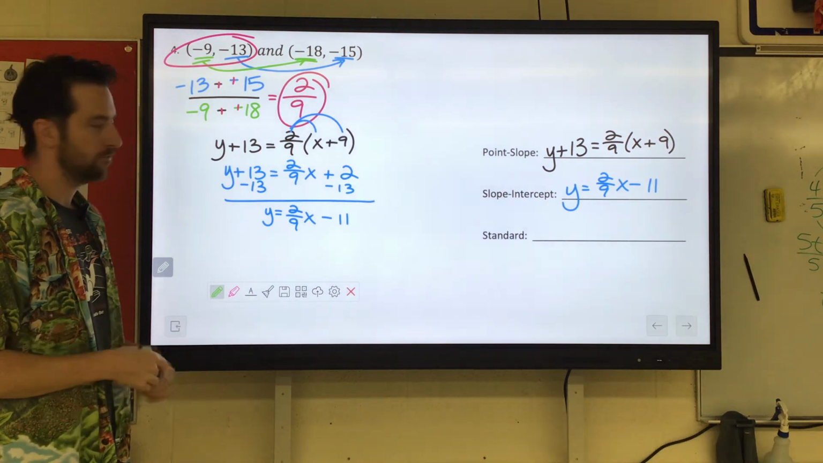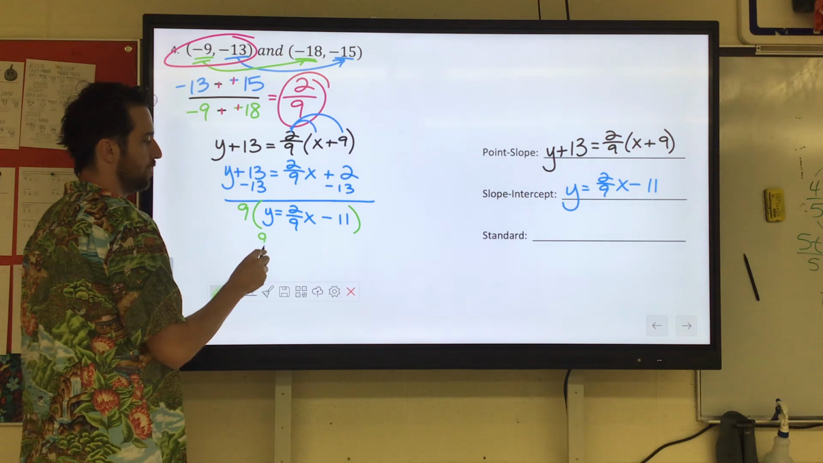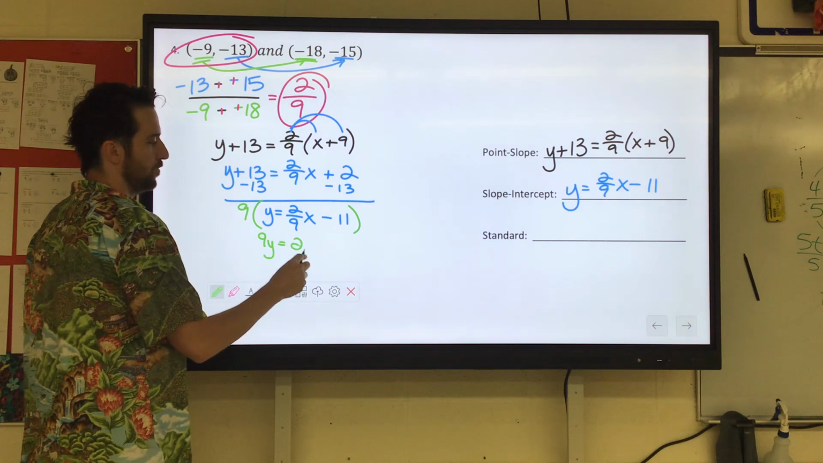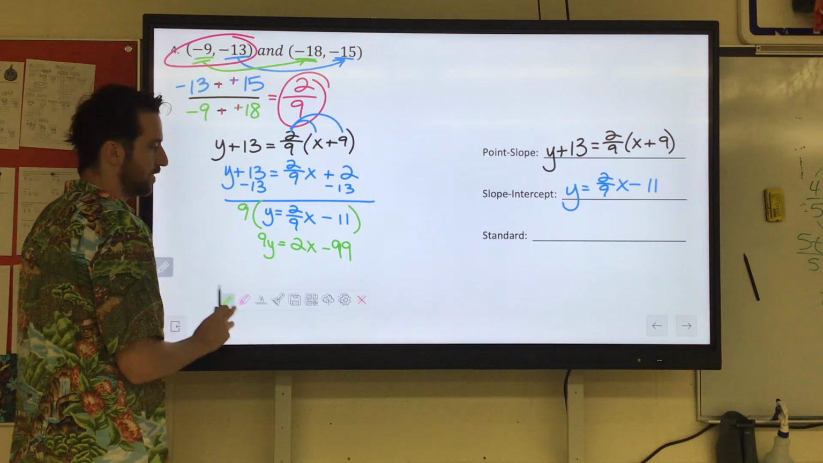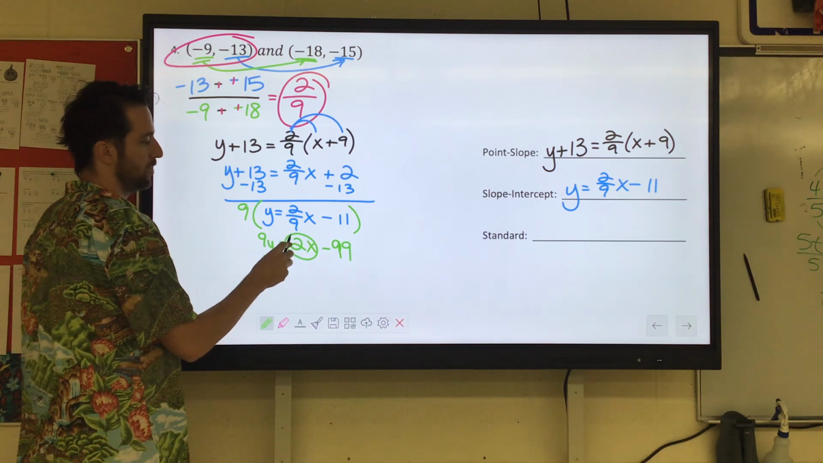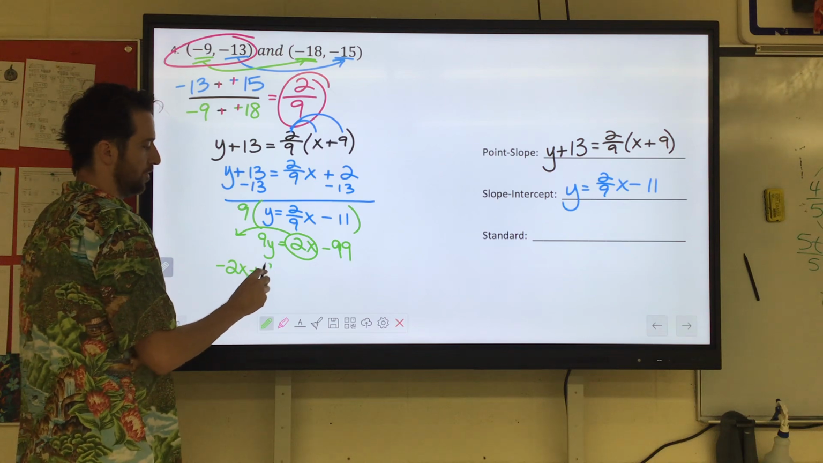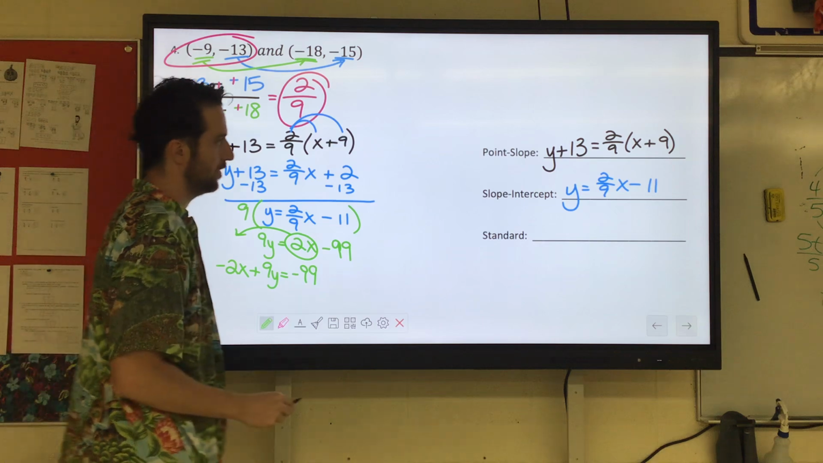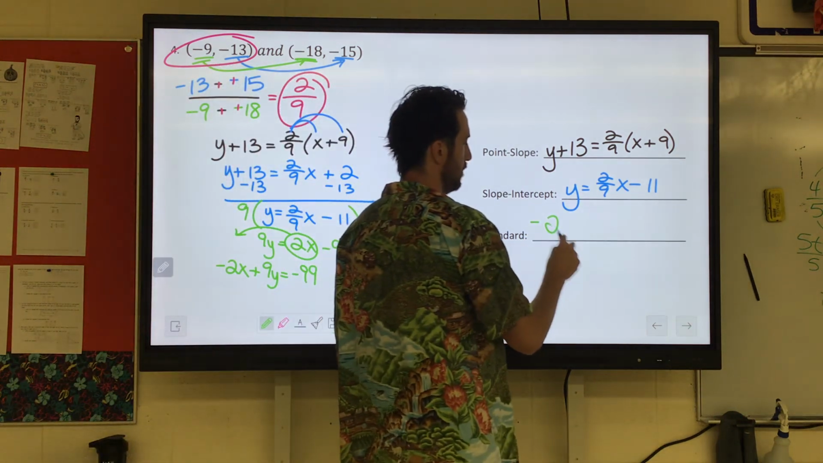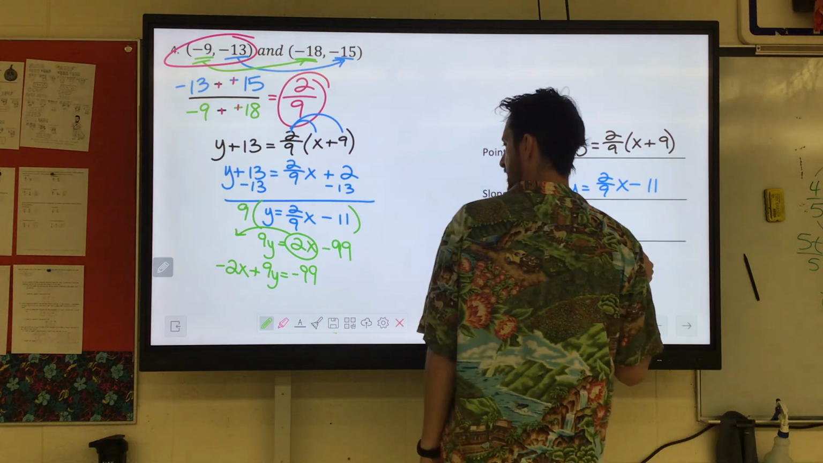Last one, standard form. We're going to have to multiply out the fractions. Times 9, 9y equals 2x minus 99. And then we got to get the 2x onto the other side so we could subtract it over there. It'd be negative 2x plus 9y equals negative 99.